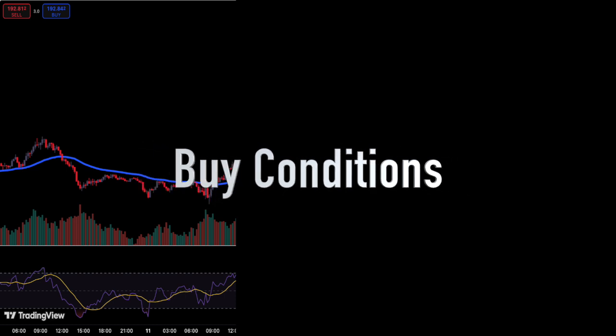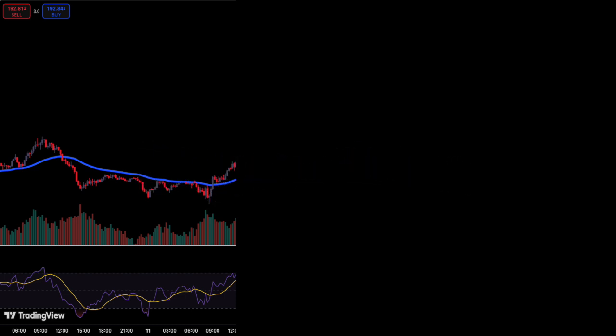Buy conditions. Let's start with the buy conditions. Here's when you should consider entering a long position. 1. Price is above the 50-period exponential moving average. This confirms the market is in an uptrend, which is crucial for a buy trade. We want to be trading with the trend, not against it.